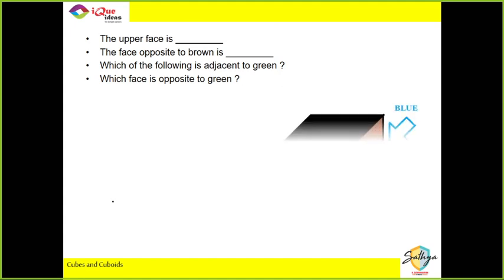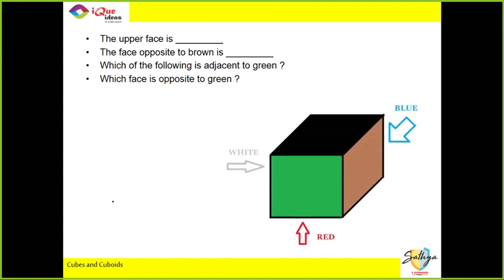Questions तो बड़े पप्पू हैं. Upper face is black. Opposite to brown is white. Adjacent to green: black, white, brown, red, all are adjacent to green. And opposite to green is blue. Simple question. I don't think इसमें कुछ सरदर्द, इसमें काउंटिंग वाउंटिंग कुछ नहीं है, सिर्फ कलर के डायरेक्शंस फिट करने थे.